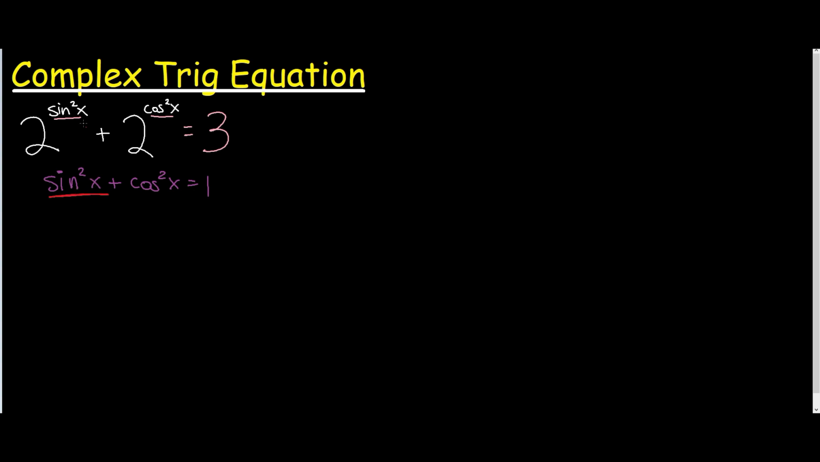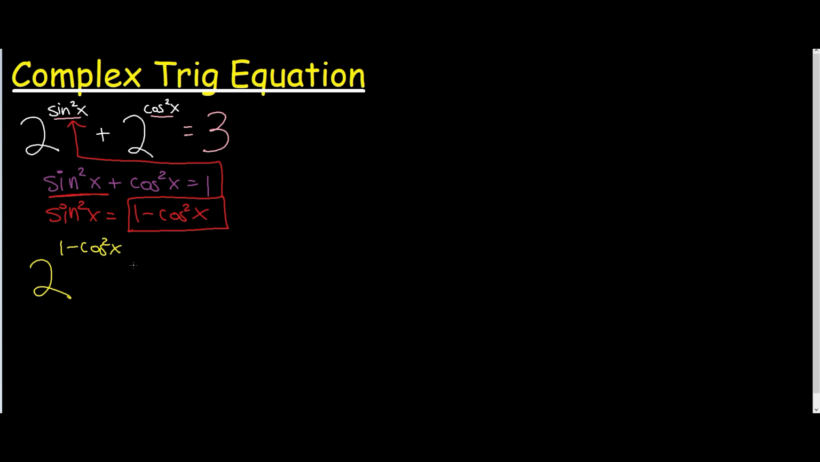So what I want to do is write everything in terms of cosine, because right now we have sine and cosine, two separate trig functions. So if I isolate for sine squared x, you get 1 minus cosine squared x. So I'm going to be replacing that sine squared x with that. Okay. So here's what's going to happen. You get 2 to the 1 minus cosine squared x plus 2 to the cosine squared x is equal to 3.